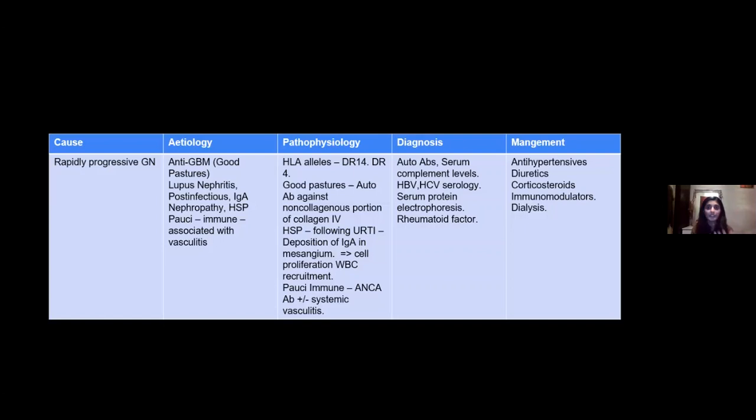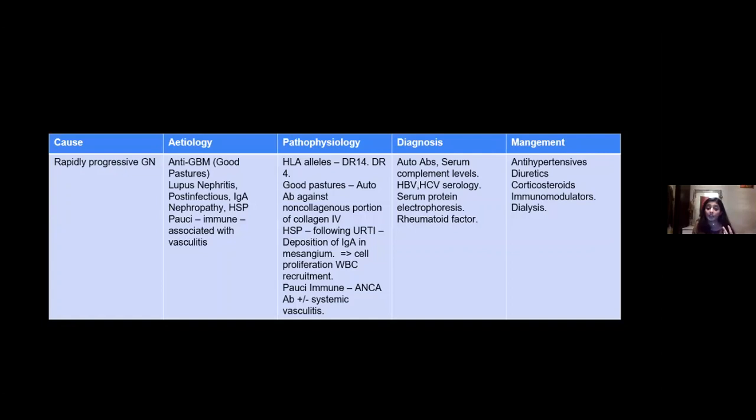So we get our symptoms, and then we have to find out why this is occurring and find our cause and treat our cause. To diagnose it, we will do our urine dip, which will give us hematuria and some proteinuria as well. A patient will be hypertensive, and we will then do further investigations in the form of blood tests. So we will look for autoantibodies, like the glomerular basement membrane antibodies.